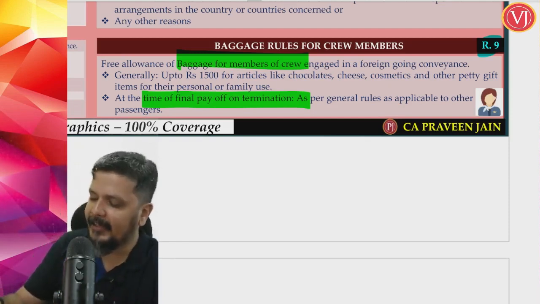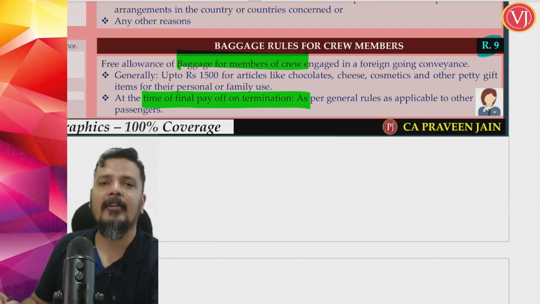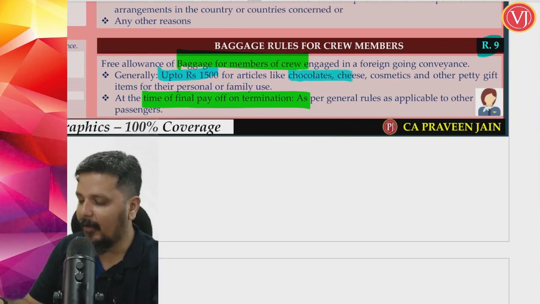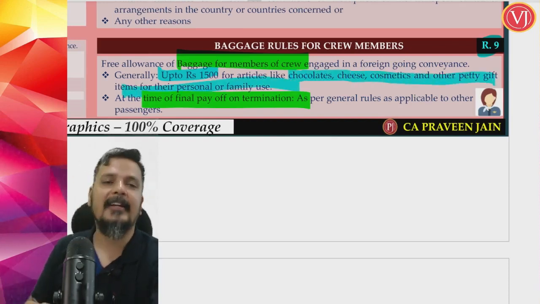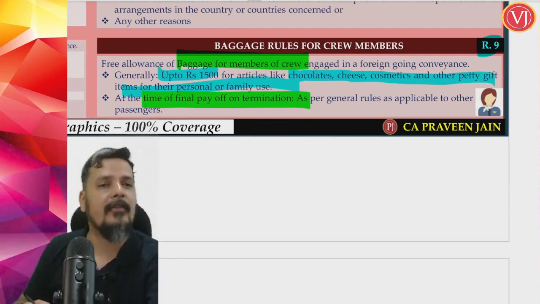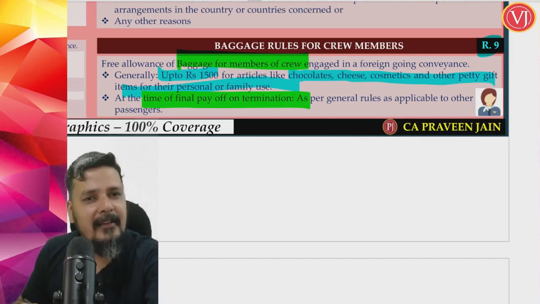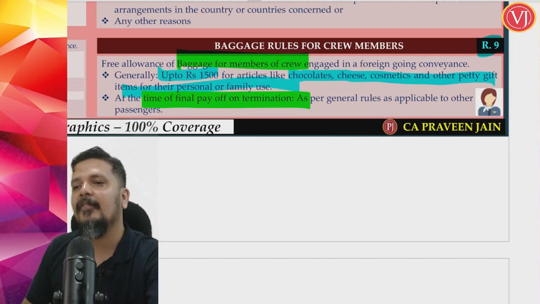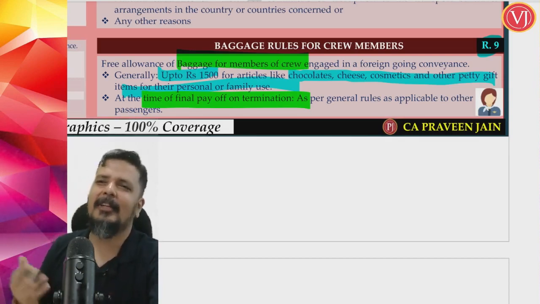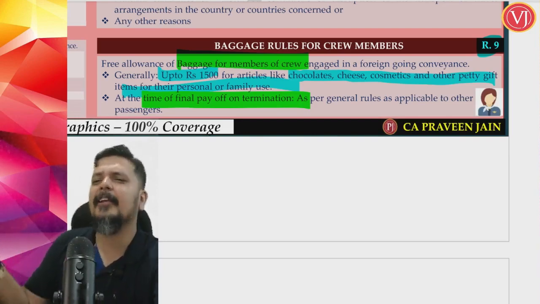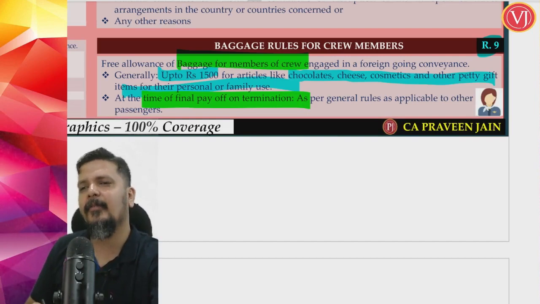But during other times, they can get a petty exemption of 1500 for nonsense items like chocolates, cheese, cosmetics, other petty gifts for themselves or their family members. So every time the crew member goes outside and comes in, they can bring small items up to 1500. Any item. It need not be chocolate, cheese, or cosmetics. I don't know why they have mentioned cheese. It can be any gifts for themselves or their family member.